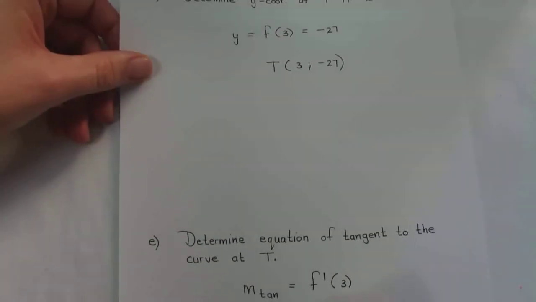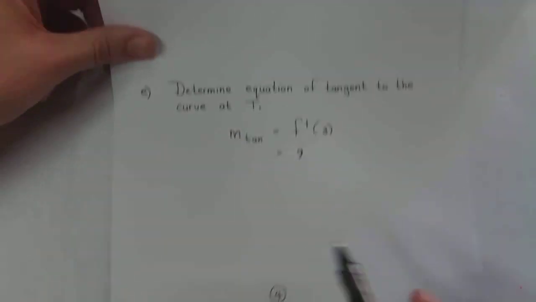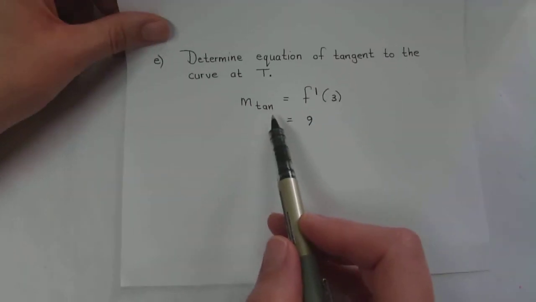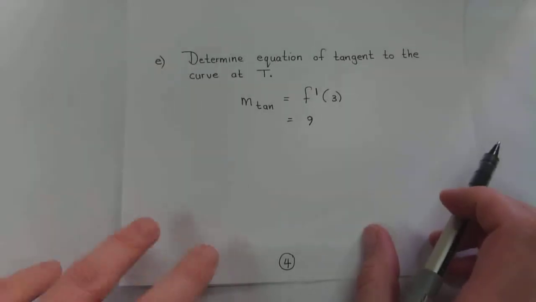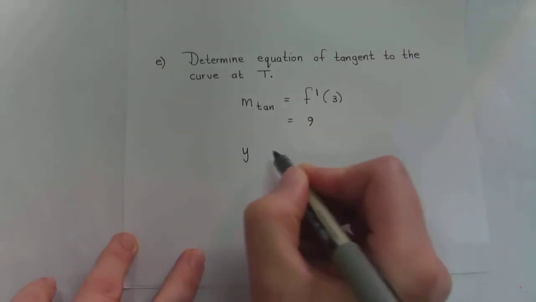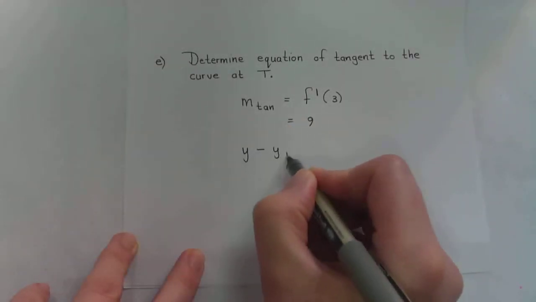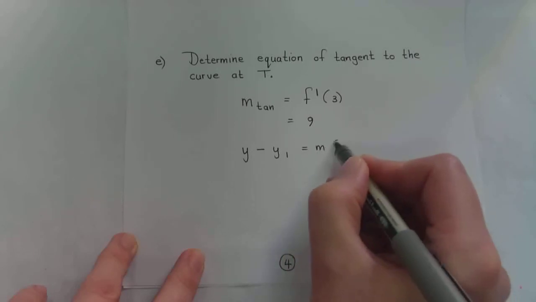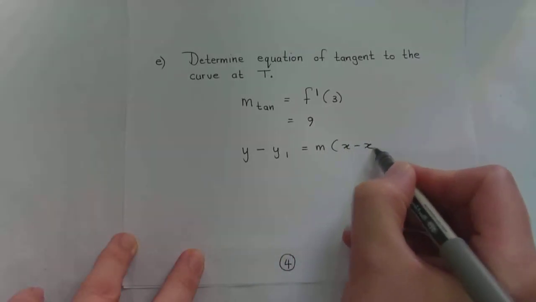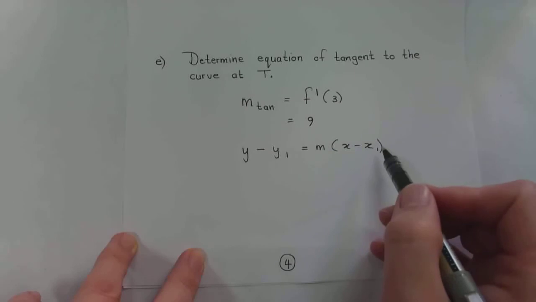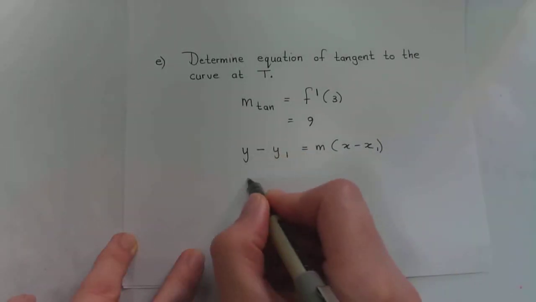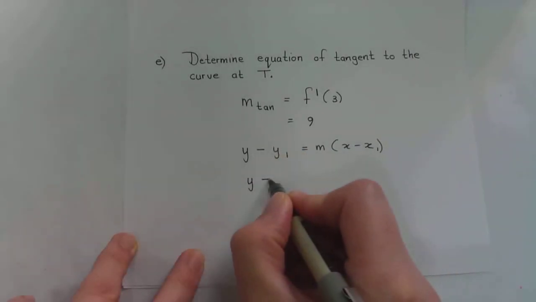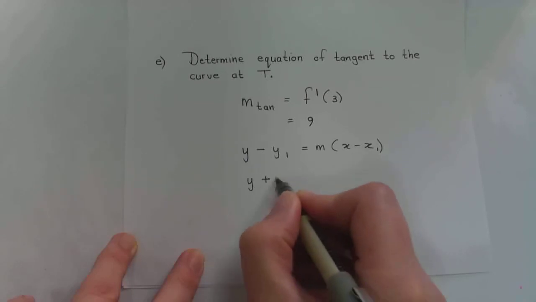Now, I just want to remind you guys that the answer that I got, which is 9, is not a y-coordinate. That answer which I got, which is 9, is the gradient of the tangent. So now I've got everything I need. I'm going to substitute into that formula, y minus y1 is equal to m times x minus x1. Again, if you would rather use the formula y is equal to mx plus c, you're more than welcome.